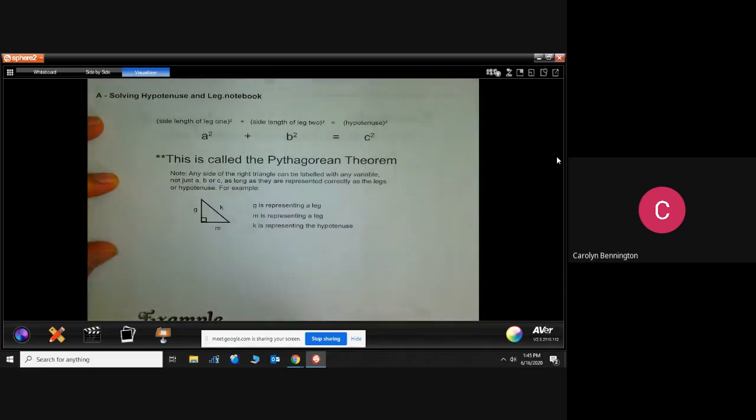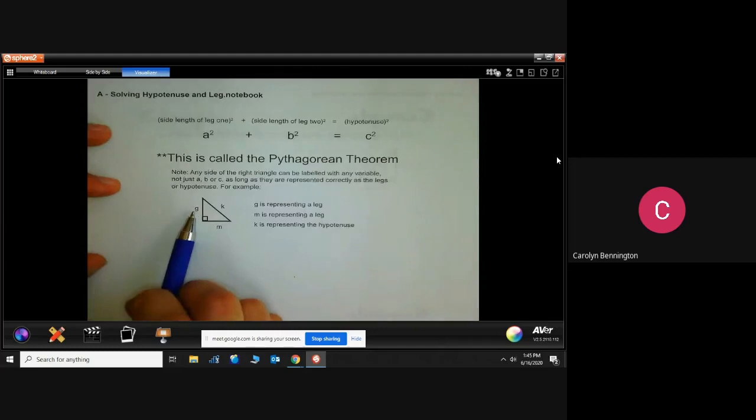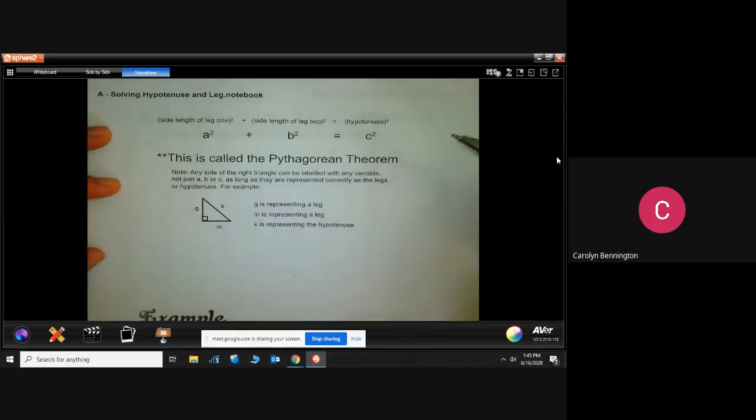The Pythagorean theorem doesn't have to use a, b, and c. It can use any other variables to represent the different sides. So in this example here, the two legs would be g and m, and the hypotenuse would be k. Typically, though, we see the Pythagorean theorem as a squared plus b squared equals c squared.